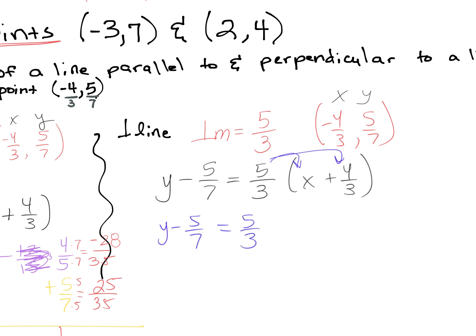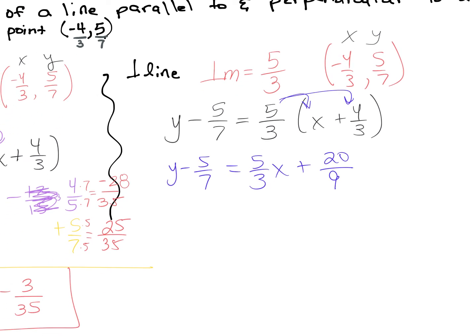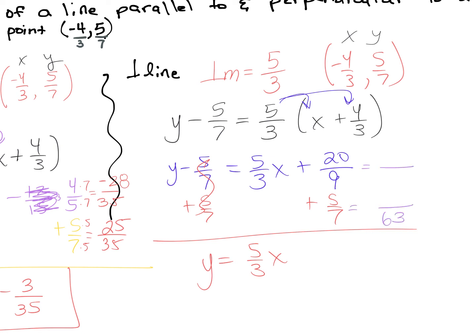So I have 5 over 3x. And now we're going to multiply. What's 5 times 4? 20. And 3 times 3 is 9. Perfect. Now to get y by itself, I'm going to add 5/7 to both sides. Well, not awful, not great, but I have to get a common denominator between 9 and 7. What is it? What's 9 times 7? 63. Okay, we'll just do that. 7 times 9 is 63. So what you do to the bottom, you do to the top.